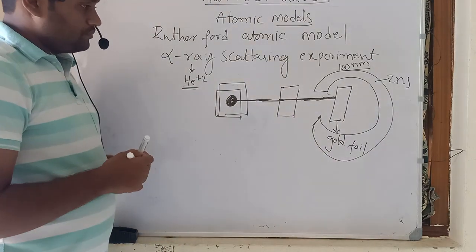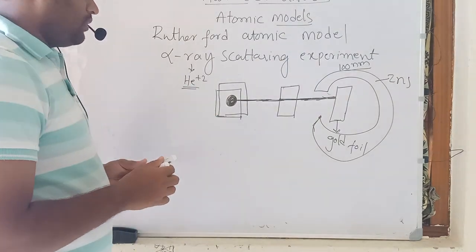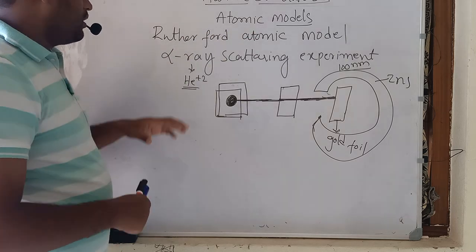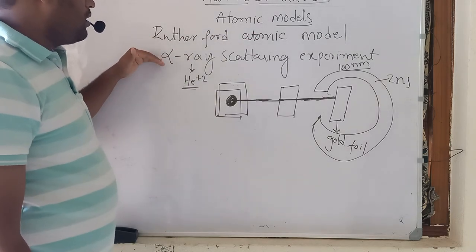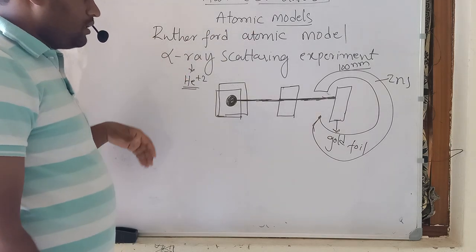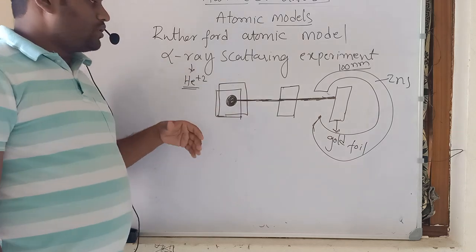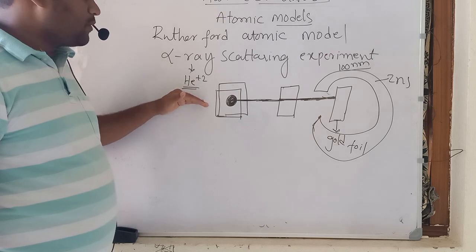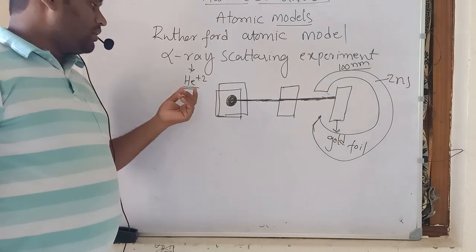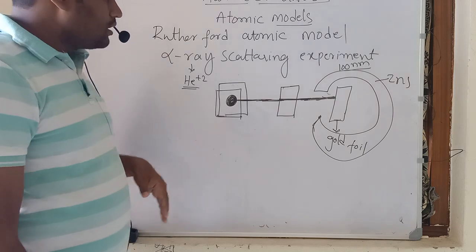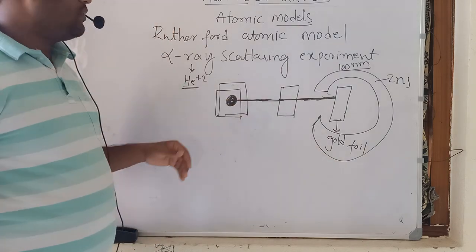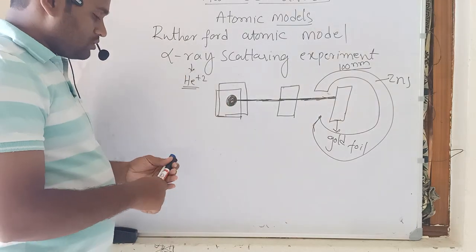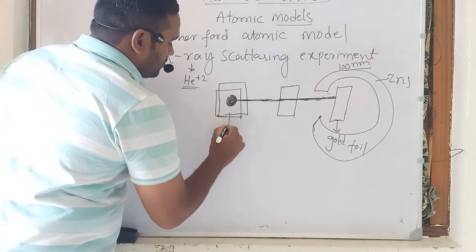Okay, so now this is the experimental setup in the Rutherford atomic model. First, he did the alpha ray scattering experiment to verify the Thomson atomic model. Here, alpha ray is nothing but helium with double positive charge. This is the experimental setup in the alpha ray scattering experiment. Here he took one alpha ray source.